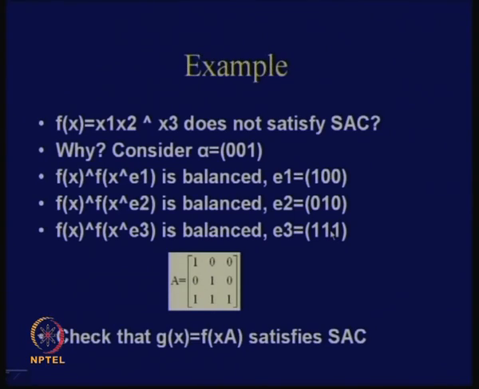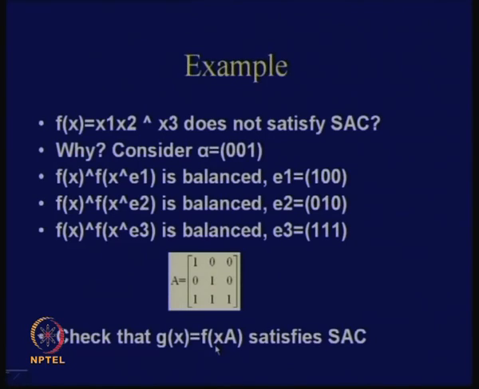Why is that important? Because we would also like to make the matrix A a non-singular matrix. It should be an invertible matrix, right? It should have full rank. So this matrix A essentially will look like this, and now you can check that Gx, defined like fxA, will actually satisfy the strict avalanche criteria.